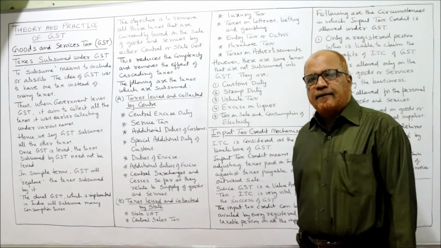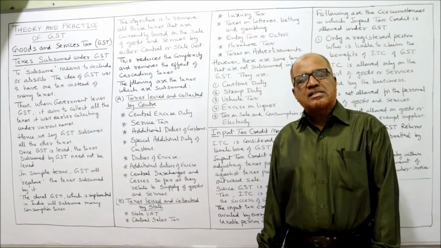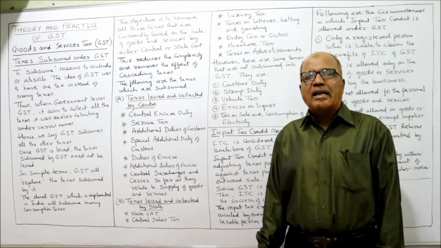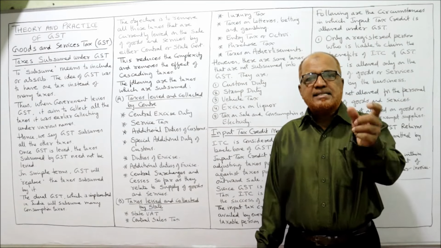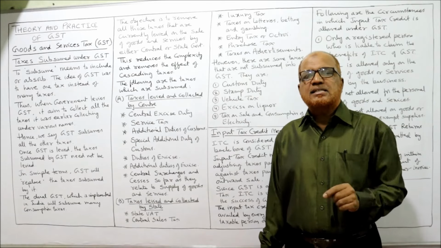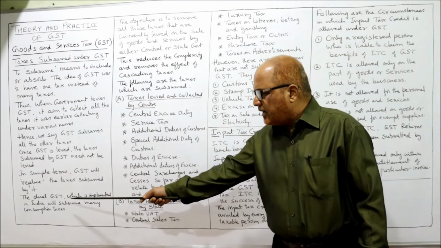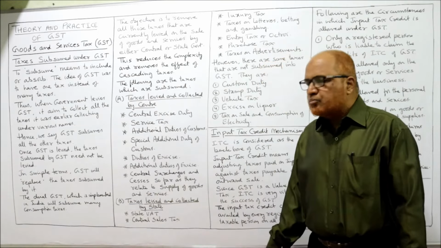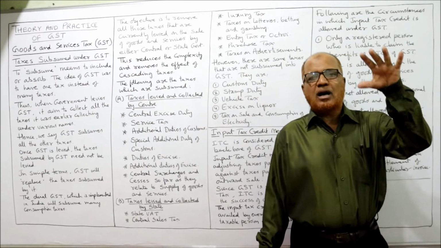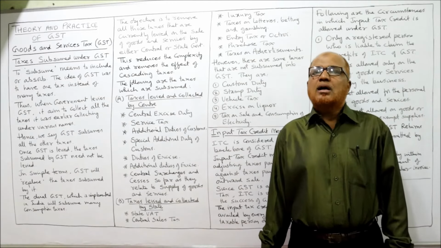Now the dual GST. In India we have dual GST. Dual GST means GST will be collected by the state government and GST will be collected by the central government. That's why we have dual GST, CGST and SGST. CGST stands for Central GST and SGST stands for State GST. That's why we call it dual GST, which is implemented in India, and it will subsume many consumption taxes. Why is it called consumption taxes? Because this GST will be applied on the consumption of goods and services. That's why it is called consumption taxes.